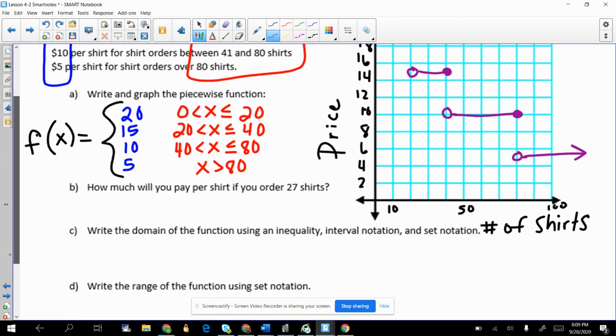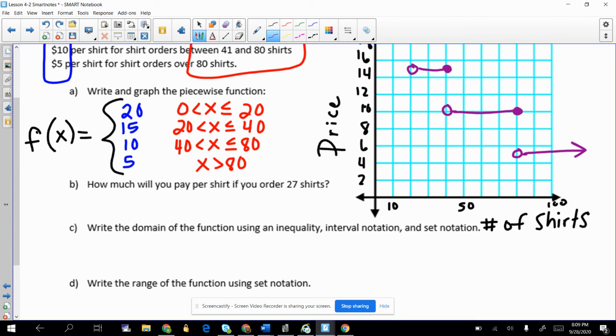Then there are a couple questions with this one. It says, how much will you pay per shirt if you order 27 shirts? So what you can do here, a couple of things. You can figure out where 27 would be on your graph, so about here. And you can see where that would fall. So see which step it goes to, and that goes to the $15 one. So you could say $15 per shirt.